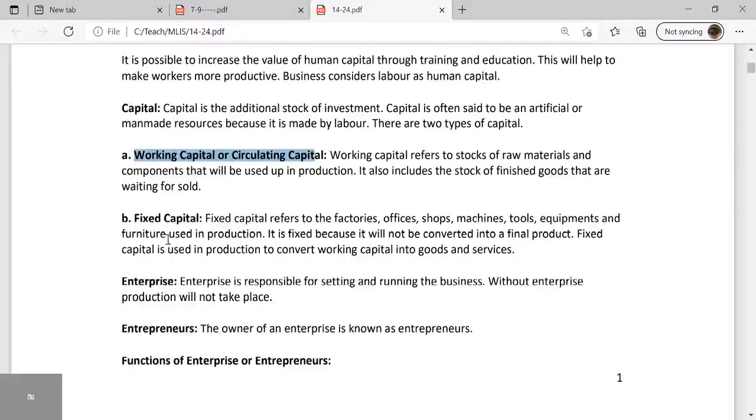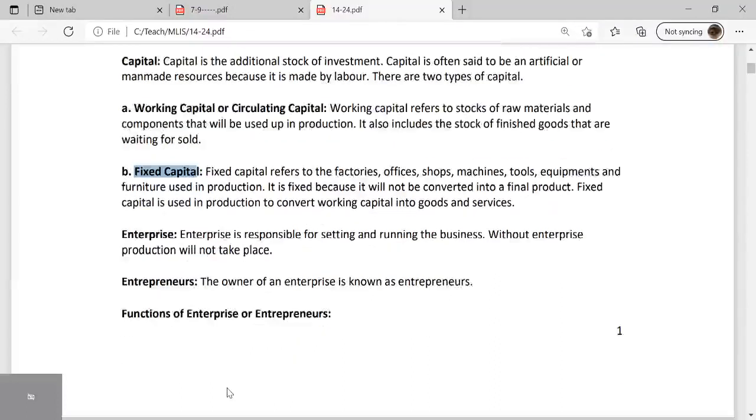Next we have fixed capital. Fixed capital includes all kinds of assets like factories, offices, shops, machinery, tools. These are fixed capital because they're not changing their form regularly for a long period of time. They remain in a particular form.